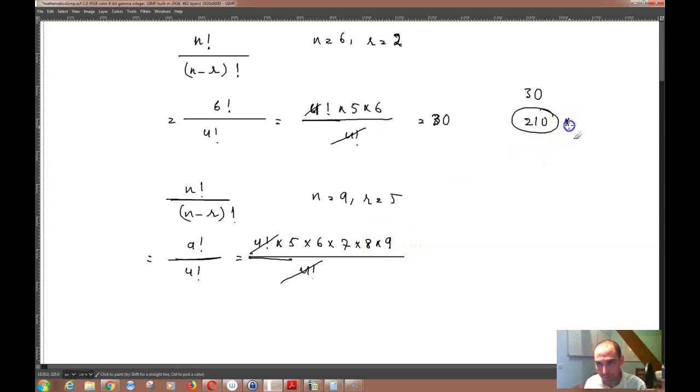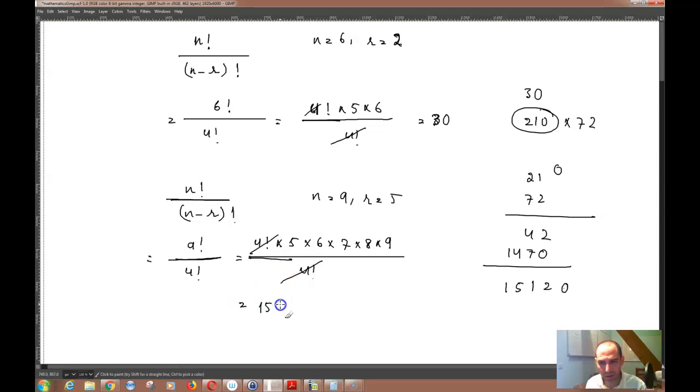210 times 72, 9 times 8, so 21 times 72 with a 0. You will get 420, and then 7 and 14, and then you have 2, 11, 1, 5, 1, and you get 15,120. So that's basically 15,120, that was number 5. 30 and 15,120.